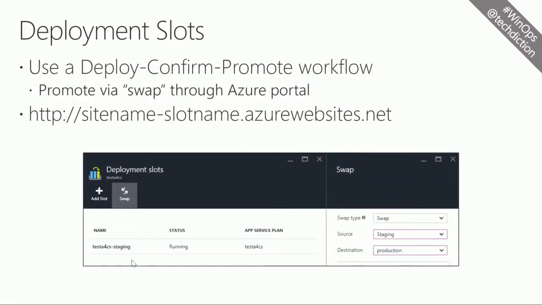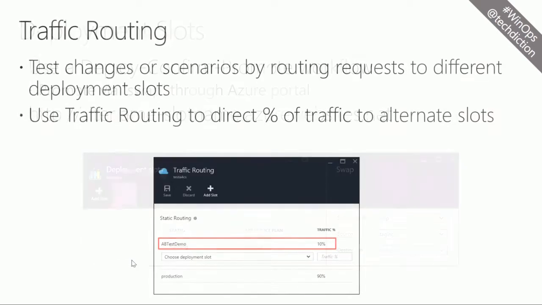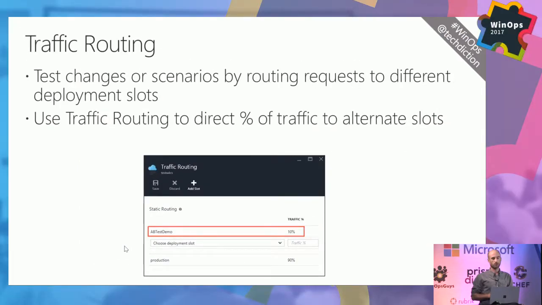Deployment slots, so we can deploy to a staging slot, and then when we're ready, we can swap that to a production slot. Okay, it does a virtual IP swap, so there's no downtime when it does that. And we can also route traffic. So you can do testing in production.